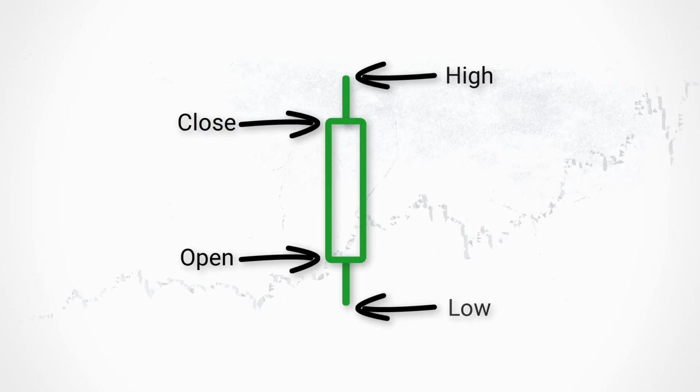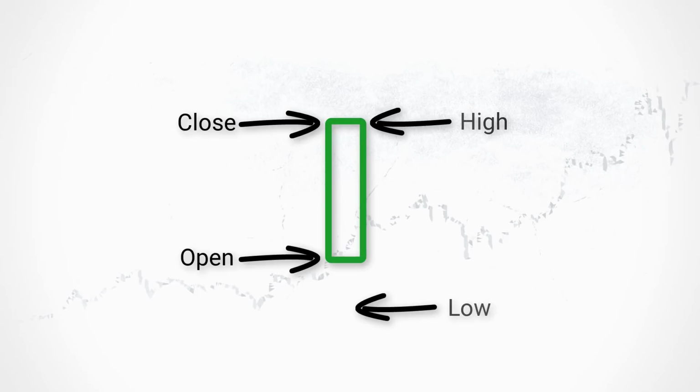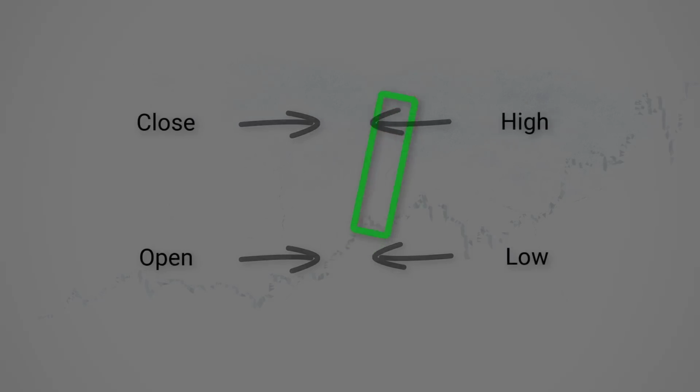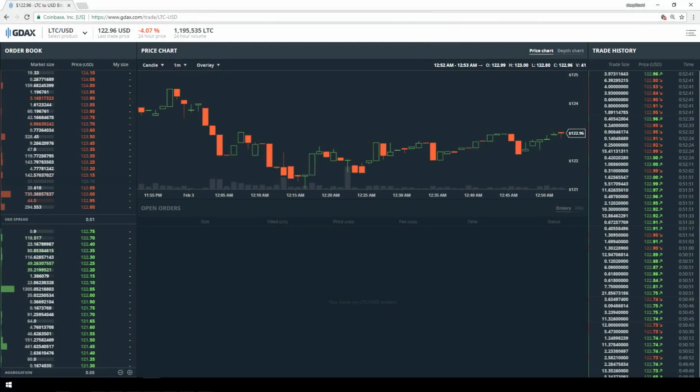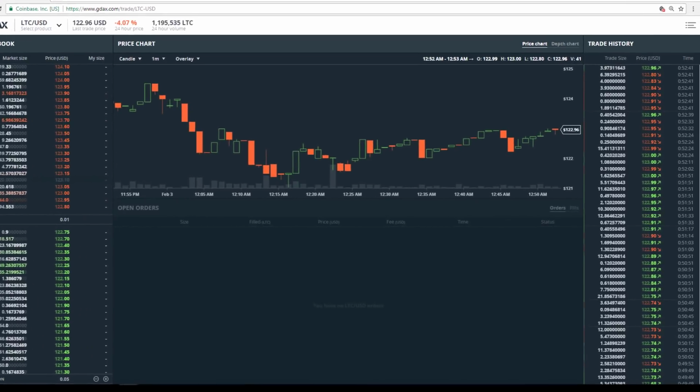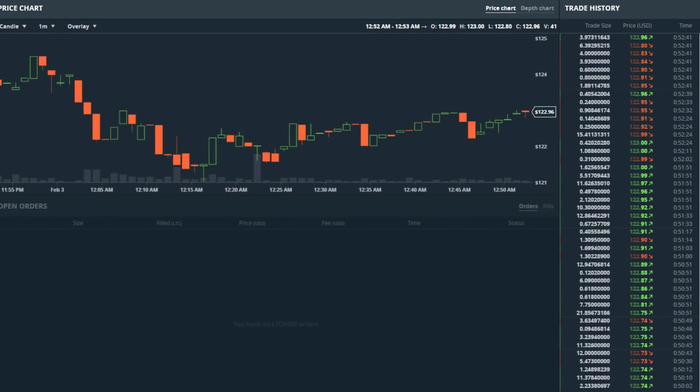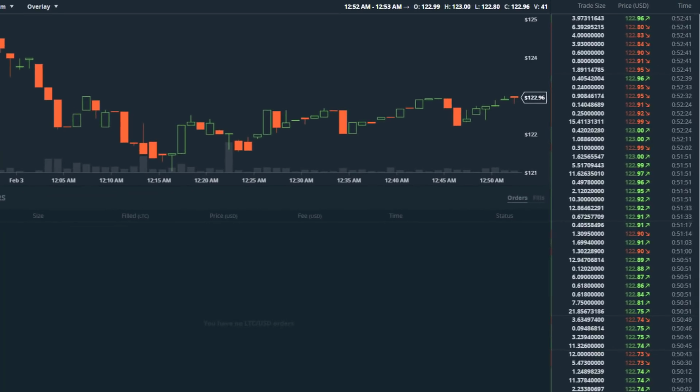Now, sometimes there won't be a wick at the top or at the bottom if the close or the open is equal to the high or the low. But let's jump back to GDAX and we can see some examples. This is a still snapshot that I snagged of LTC earlier when the trading was a little light, and so we can see the data for several 1 minute periods in the trade history.